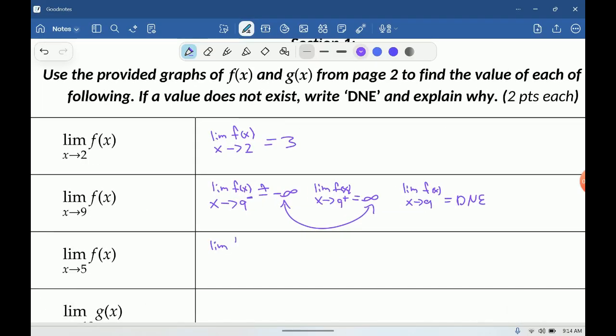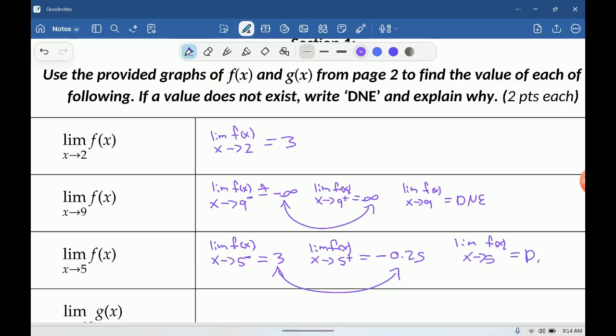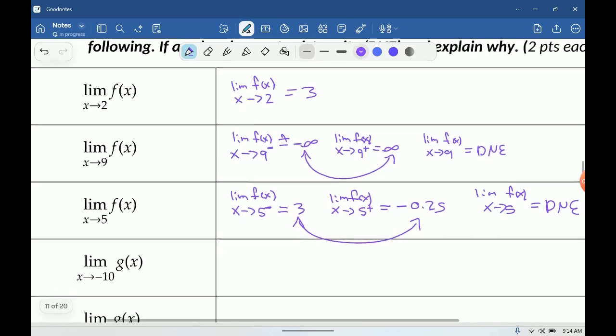The limit of f of x as x approaches 5 from the left is going to be 3. And our limit for f of x as x approaches 5 from the right is going to be negative 0.25. Now these again are completely different answers, so we would put the limit of f of x as it approaches 5 is equal to, it doesn't exist.